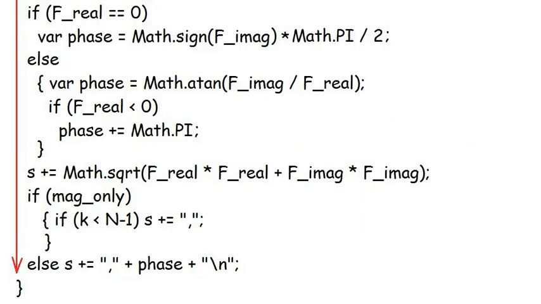Here's the second half of that for loop that you saw before, and you can see that calculating the phase is quite involved. If the real component is 0, the phase is either plus pi over 2 or minus pi over 2, with the sign matching the imaginary component. Otherwise, it's calculated from the inverse tangent and adjusted by adding pi radians if the real component is negative.